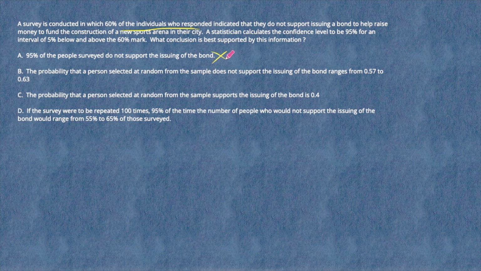The probability that a person selected at random from the sample does not support the issuing of bond ranges from 0.57 to 0.63. Nowhere in the statements are they given anything about 0.57 or 57% to 63%. So this also is not the conclusion we could make. Choice C, the probability that a person selected at random from the sample supports the issuing of the bond is 0.4. Again, there is no way from the statements they are given that you can conclude that supporting of bonds is 0.4. So that is also not the correct statement.